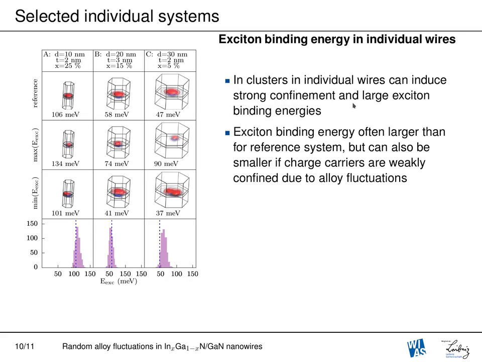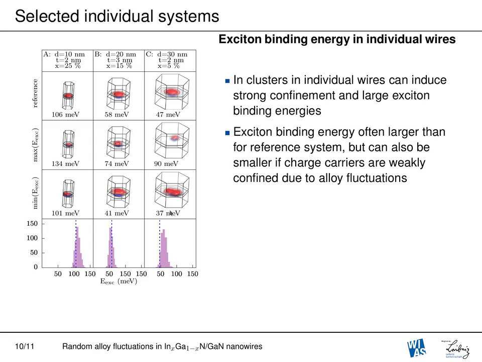What we see is that indium clusters in individual wires can induce very strong confinement and large exciton binding energies. For instance, here we see in this system a very well confined electron and hole, which is certainly due to the fact that we have indium clustering of some sort. Mostly the exciton binding energy of all these systems will be larger than in the reference system, but it can also be smaller, namely in cases like this one, where the alloy fluctuations are spread out quite broadly, the electron and the hole are rather delocalized, and we don't see such a strong excitonic effect.